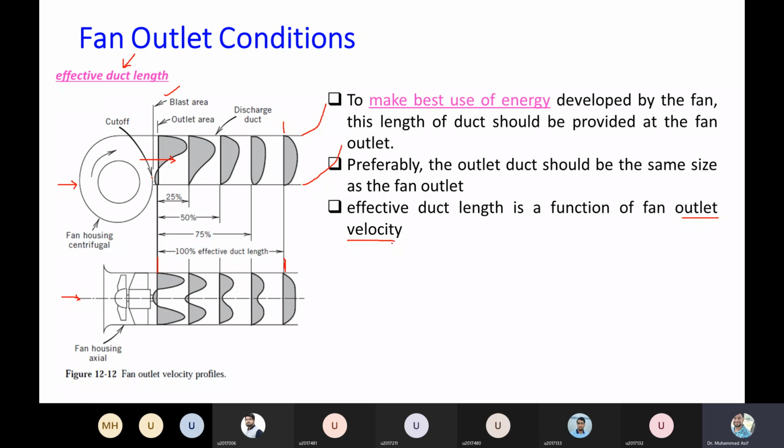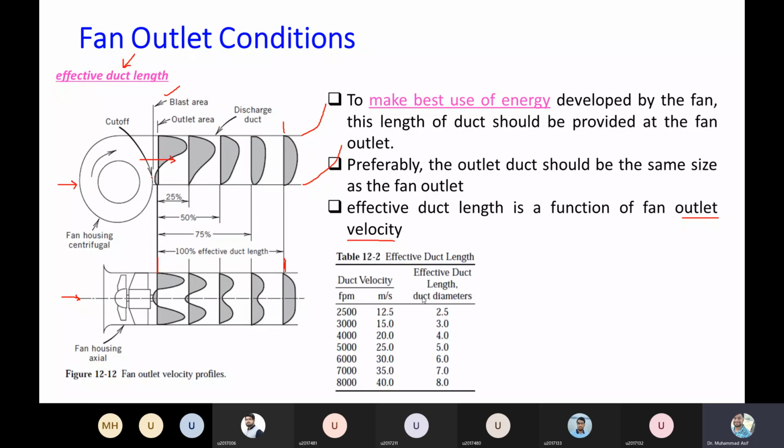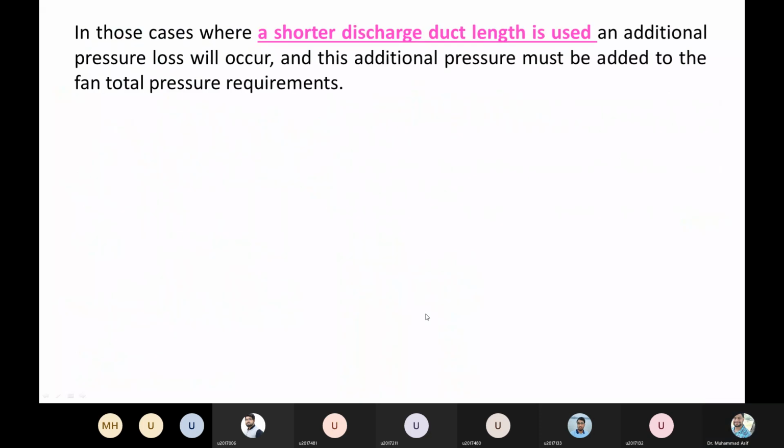So depending upon the velocity, I mean, how much is the outlet velocity of the fan? So that effective length is calculated. For example, this is Table 12-2 that gives you the effective length for different outlet velocities of the fan. For example, at 2500 fpm, this is in British units, this is in SI units. So different effective lengths are being used. So depending upon the velocity, you can select the effective length, right?